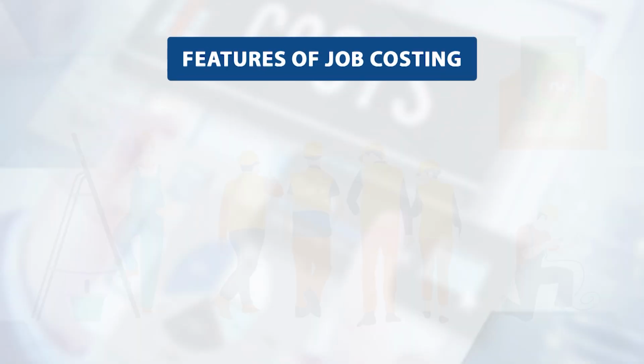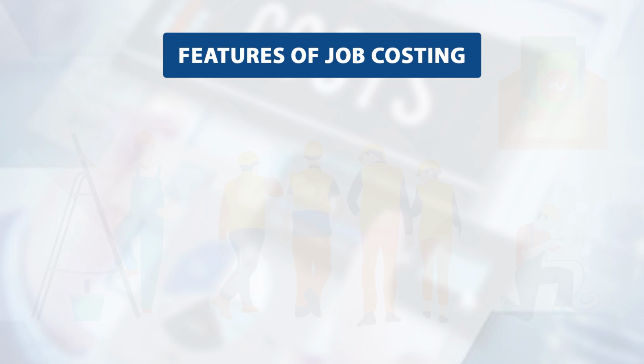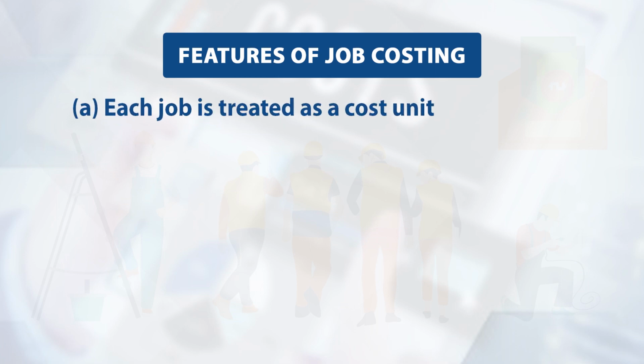The features of any concept create the picture in the minds of readers of those respective concepts. Let's see the features of job costing. Let's understand basic features of job costing. First, each job is treated as a cost unit. It means each job is a customized requirement of different customers. Therefore, their cost determination process is different. Their total cost is different from each other. All jobs are not identical, hence obviously their determination of cost is bound to be different. Thus, each job is treated as a cost unit.